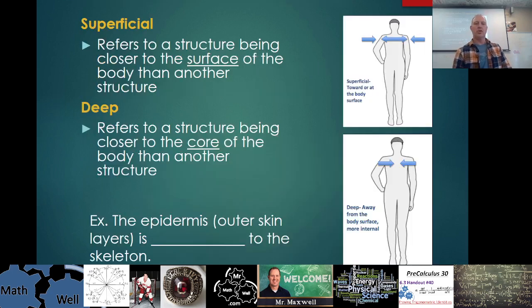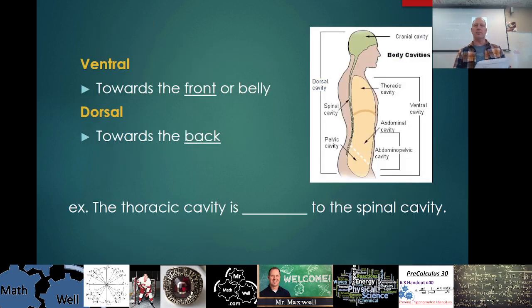Okay. So the epidermis, that's the outer skin layer, is what to the skeleton? Superficial. Correct. Superficial. Okay, superficial and deep.